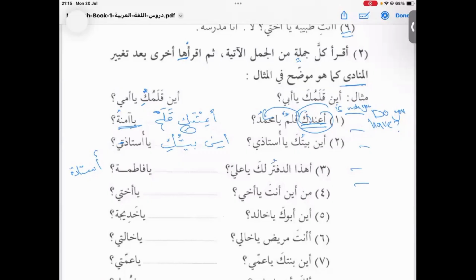أهذا الدفتر لك يا علي. What does that mean? أهذا الدفتر لك. Is this your notebook? So أهذا الدفتر, is this notebook لك, for you? Meaning, does this notebook belong to you, Ya Ali? Now you have to change that part and say هذا الدفتر لك يا فاطمة. Because you're speaking to a female, so you can't say لك, you have to say لكِ, for you female.